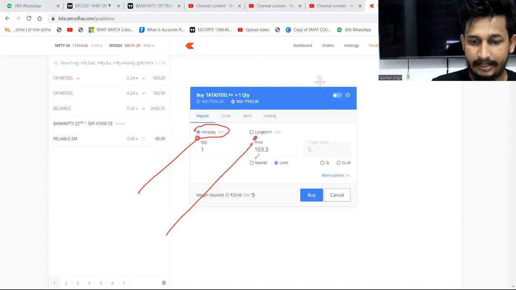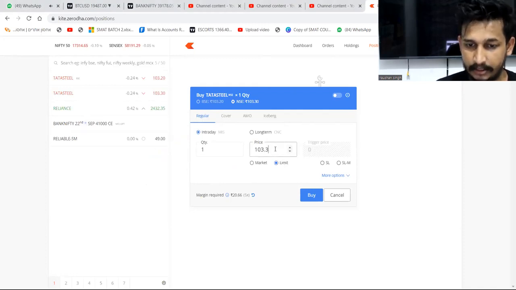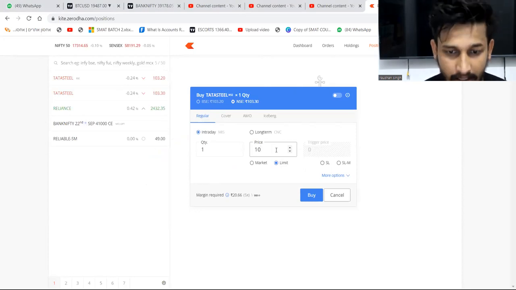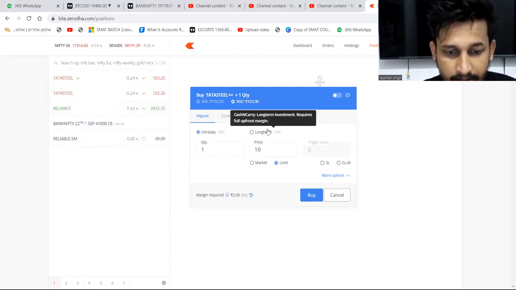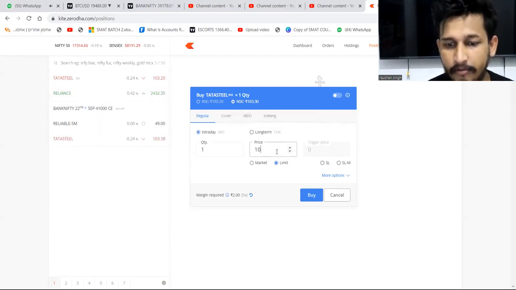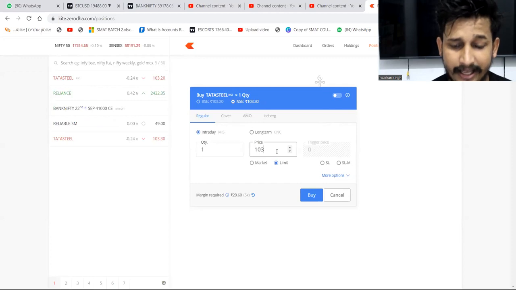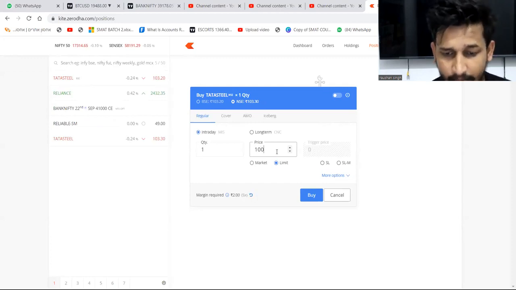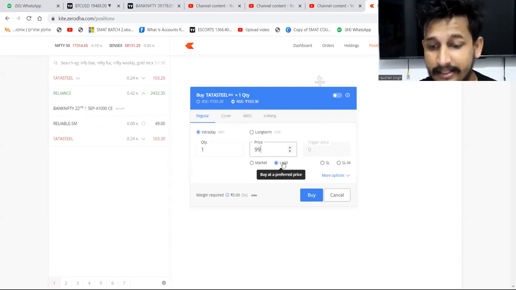Now let's understand what this market or limit order is. If I'm clicking on limit order, what is it showing? Buy at a preferred price, which means that if I want to buy this Tata, I do not want to buy it right now. It is at 103.30 rupees. I do not wish to buy at this price. I want to buy at some other price, let's say 101 or 99. I can change this only when I'm selecting this limit order.